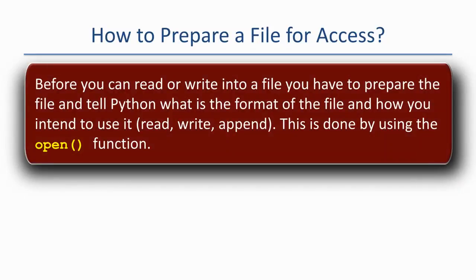Before you can read or write into a file, you have to prepare the file and tell Python what you intend to do with the file. For example, you have to tell Python what format the file has, and do you intend to read from it, or write into it, or append to the end of it, and so on. Preparing a file is done by using a function called open.